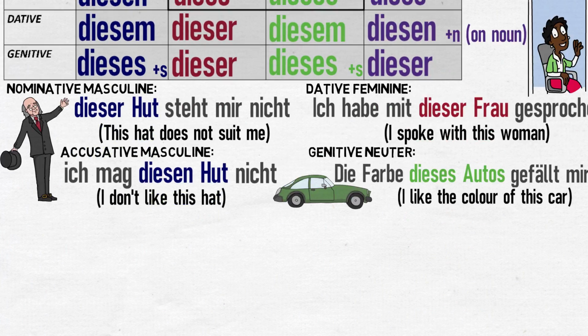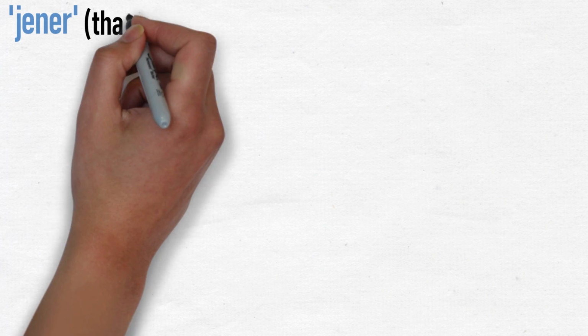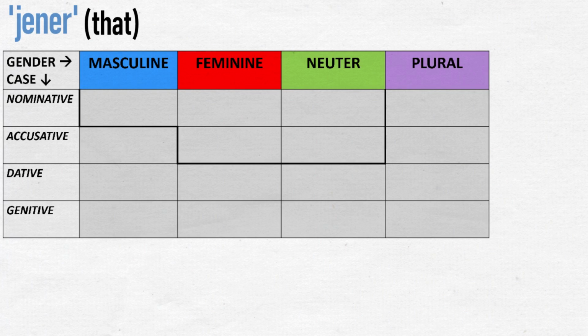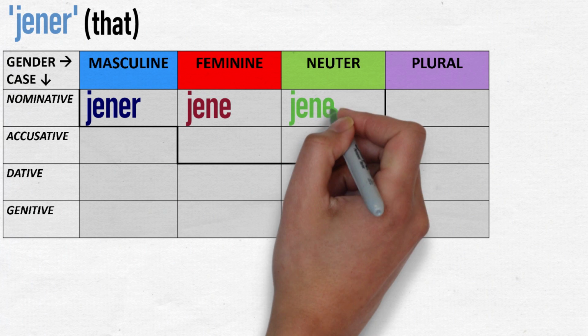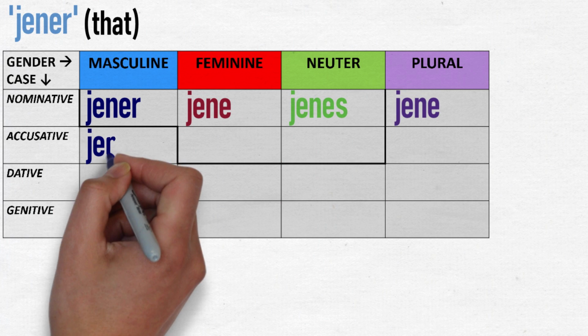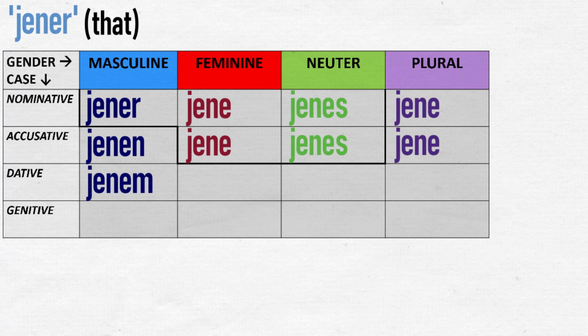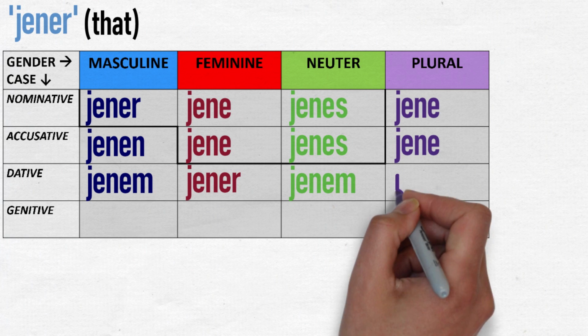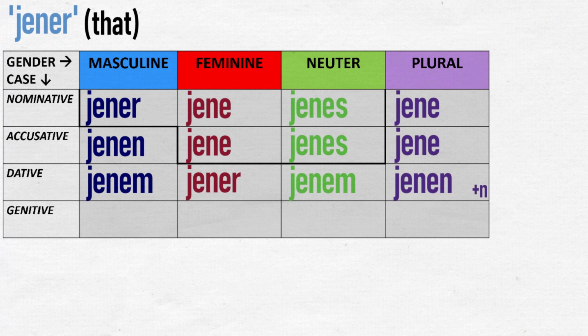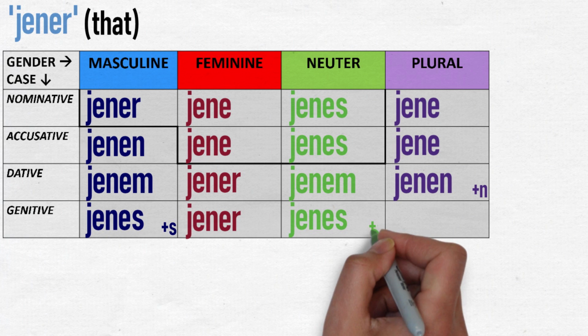The word that is jener and follows the exact same patterns. Jener, jene, jenes, jener. Jenen, jene, jenes, jene. Jenem, jener, jenem, jenen, plus an N on the noun. Jenes plus S on the noun. Jener, jenes plus S on the noun.